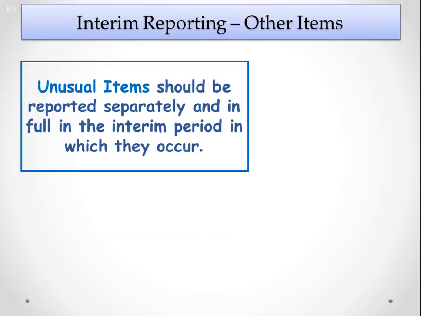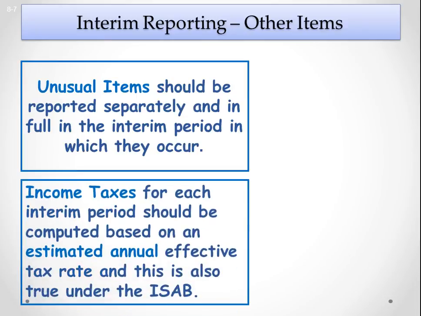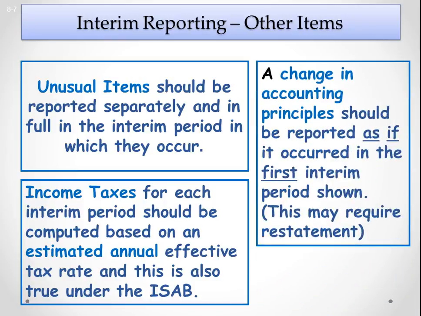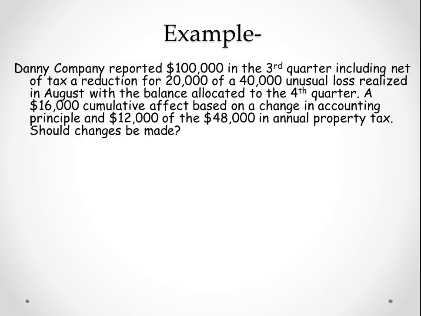Okay, other items. Unusual items should be reported separately in full in the interim period in which they occur. Income taxes should always be estimated, then prorated, and they also do that under the international standard. And a change in accounting principles should be reported as if it occurred in the first period of the year, but it is treated as an adjustment to beginning retained earnings. So let's take a look at an example.